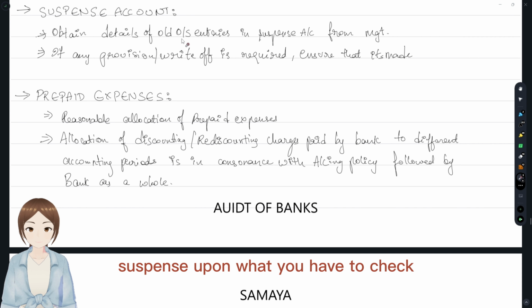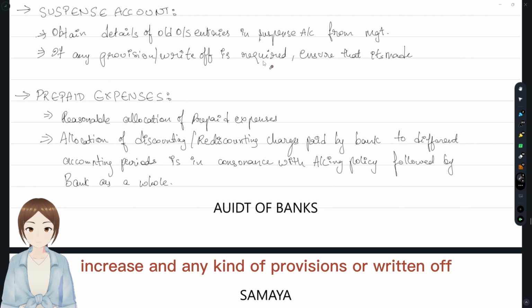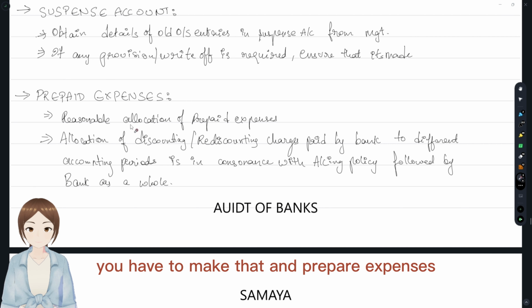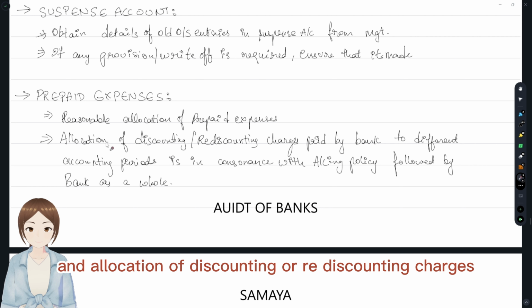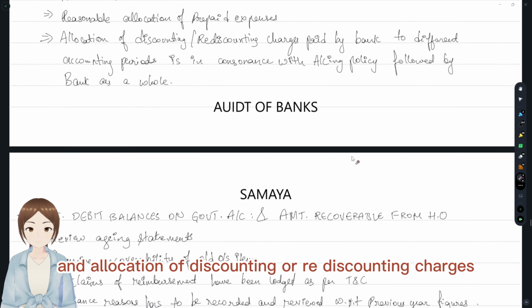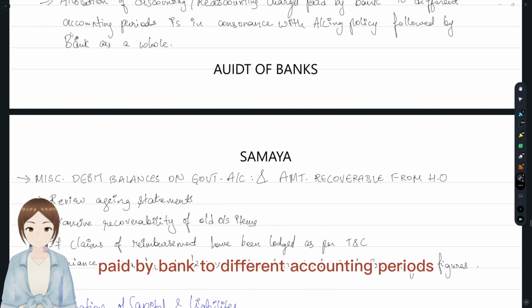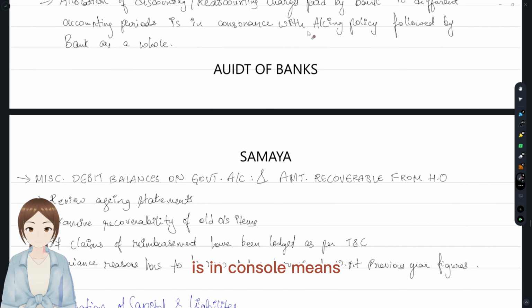For suspense account, what you have to check? You have to check old outstanding entries, and any kind of provisions or write-offs you have to make. And for prepaid expenses, check whether reasonable allocation was there or not, and whether the allocation of discounting or rediscounting charges paid by the bank to different accounting periods is in consonance with the accounting policy followed by the bank as a whole. That is, they're talking about the bifurcation between two periods.